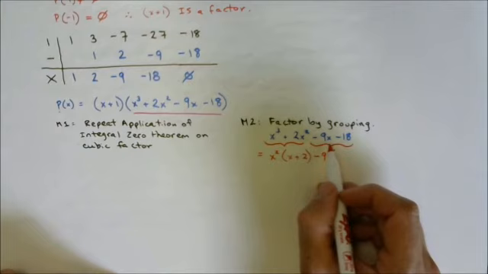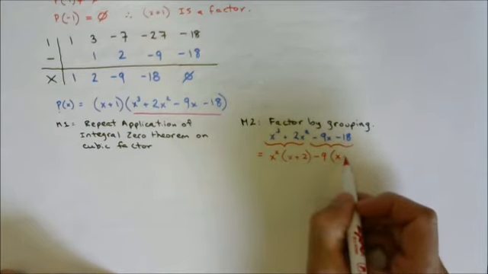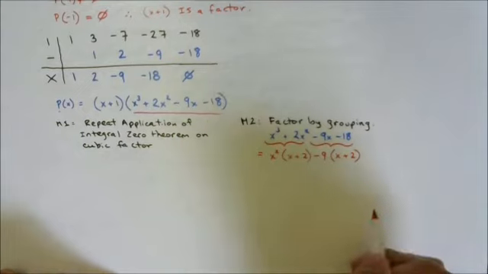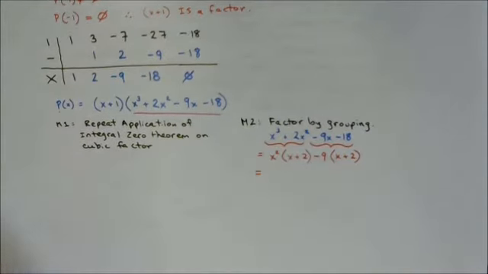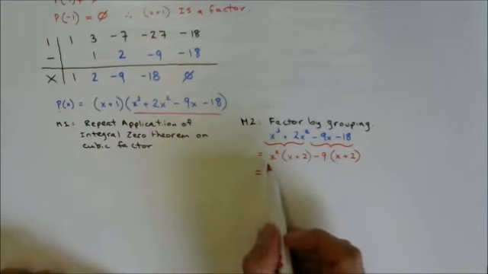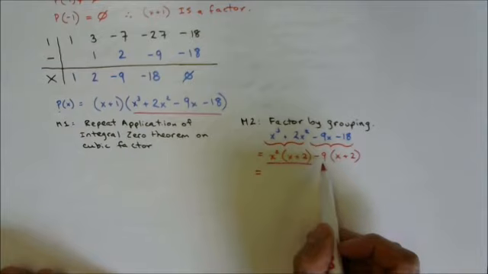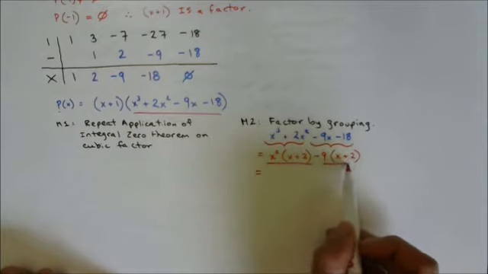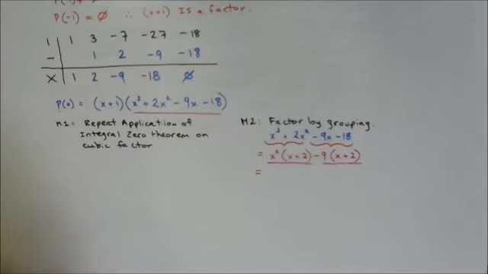Negative 9 pulled out of this term leaves me with an x. Negative 9 pulled out of negative 18 leaves you with positive 2. Now I have two terms. What do I mean by that? Well, a term is anything that's connected by multiplication, and a polynomial is a chain of terms connected through addition and subtraction. So I have one term here and one term here.